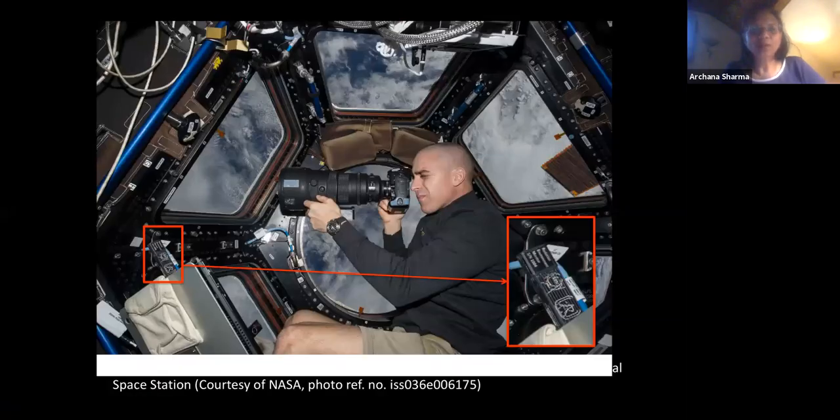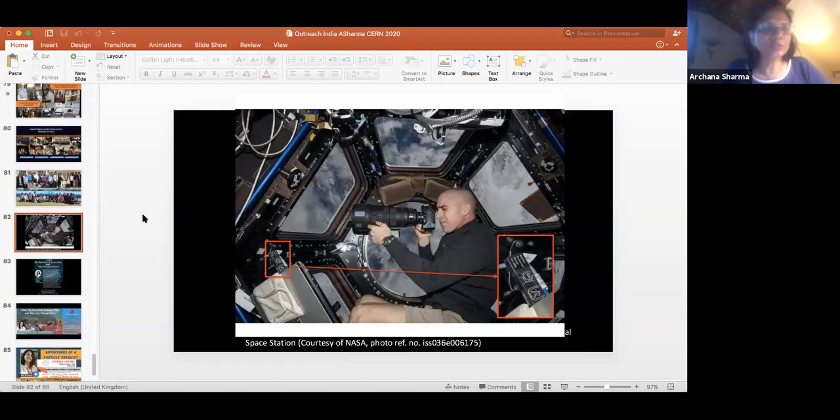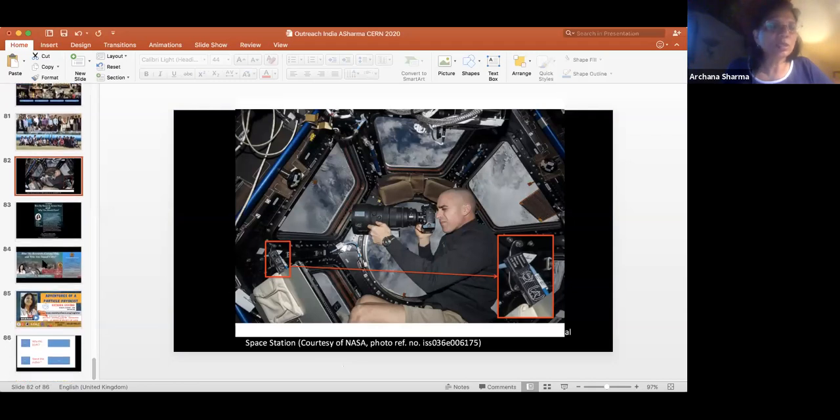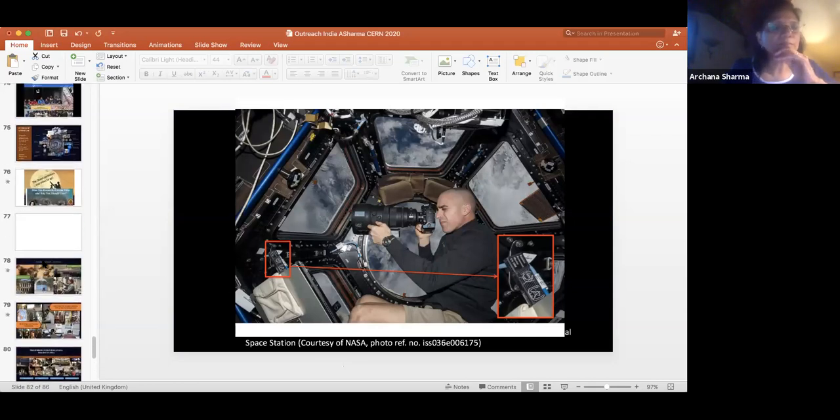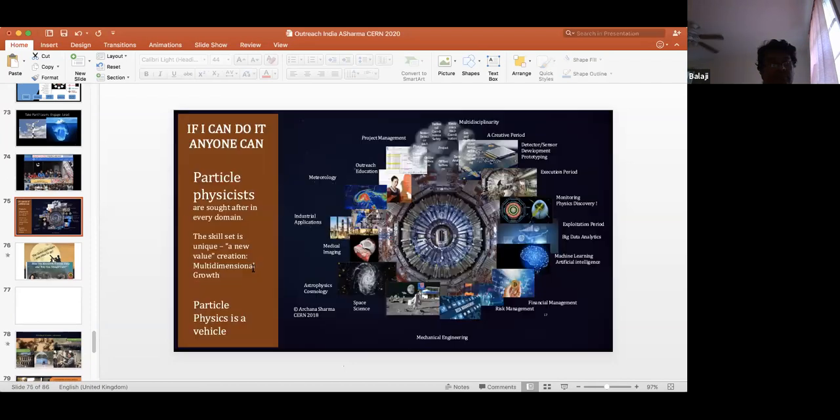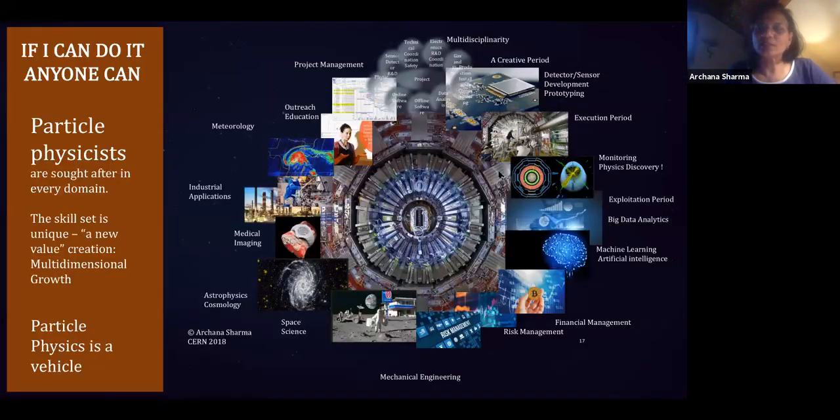Then the other thing I wanted to mention is about this slide, which we spoke about, which is why I was hesitant: that in every domain, particle physicists can actually make a difference.